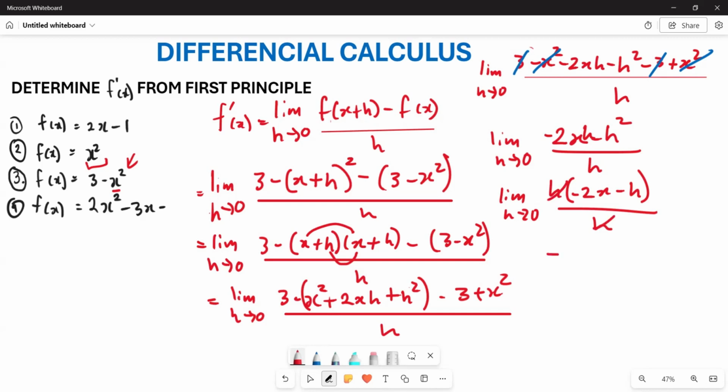You're going to be left with negative 2x subtract h. Now, where there was h, you substitute your 0, right? Now, because you are getting rid of your limit, which means your answer that you're going to have here is going to be the same as your negative 2x altogether. So basically, this is how you are expected to solve this particular question, right?